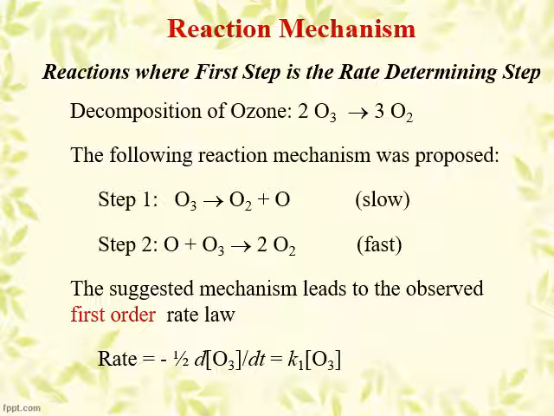This is another reaction example where the first step is the rate determining step: the decomposition of ozone to oxygen, and this is the mechanism proposed. Two-step elementary reactions. The first step is the slow step, followed by step 2, a fast reaction. Therefore, the suggested mechanism leads to the observed first order rate law. The rate law is based on the slow step, which is step 1, so we write the rate law based on the rate term from step 1.